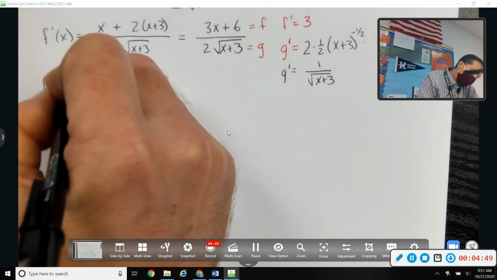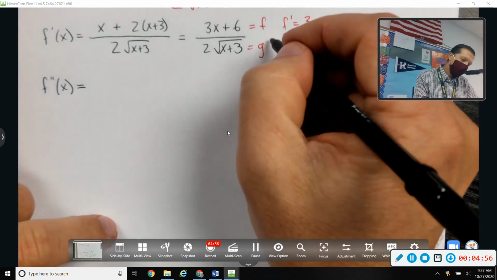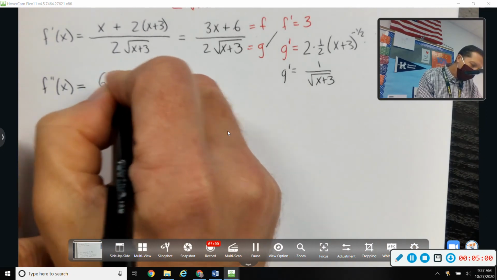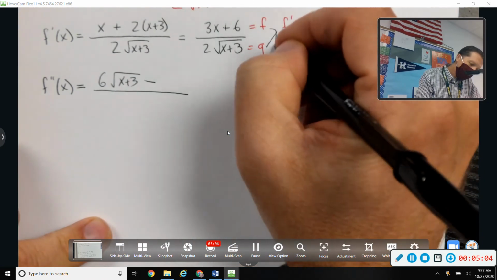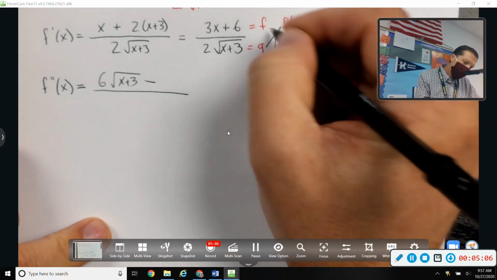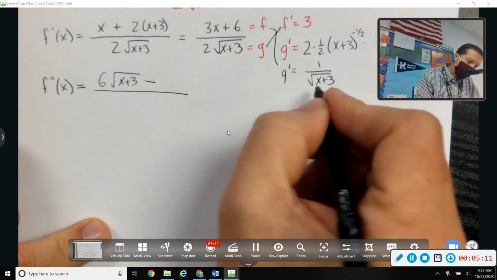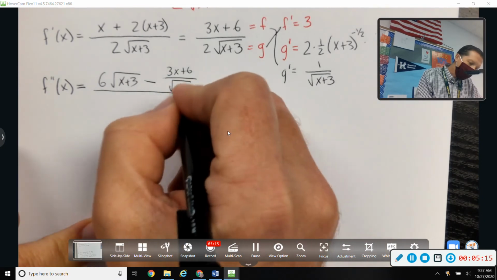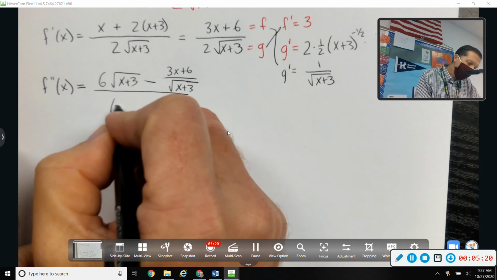Second derivative. Again, got to get the second derivative because I'm talking about concavity. Gf prime comes first. So 6 square root x plus 3 minus the other way around, fg prime. Oh, this is going to be lovely. Fractions and fractions. 3x plus 6 over square root x plus 3. All over g squared.